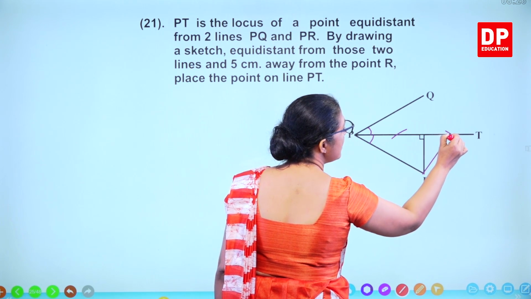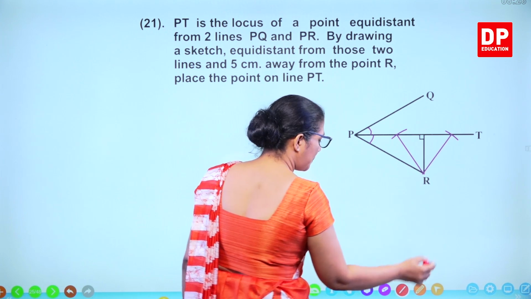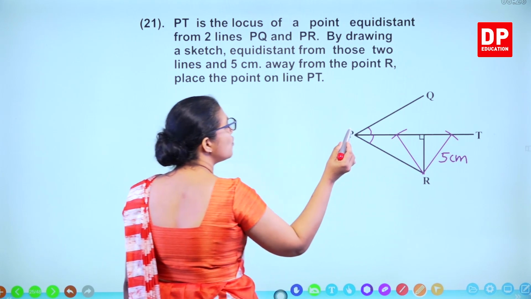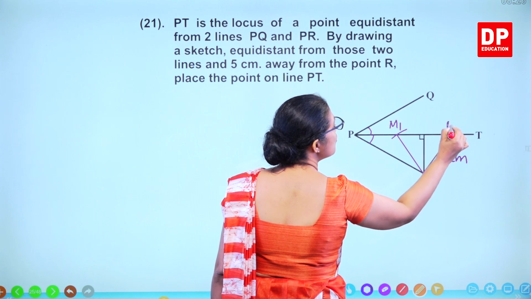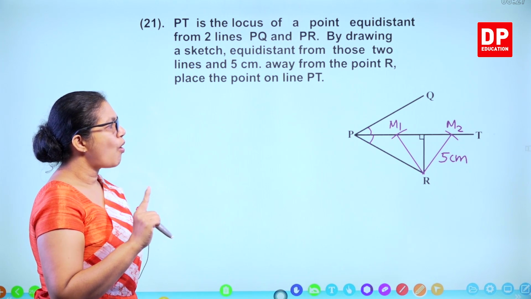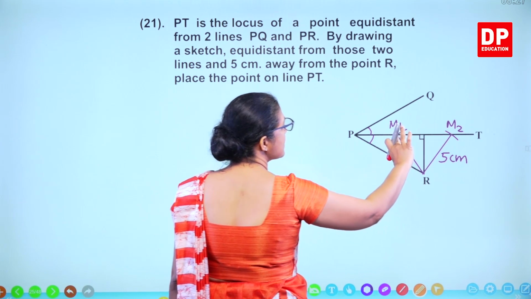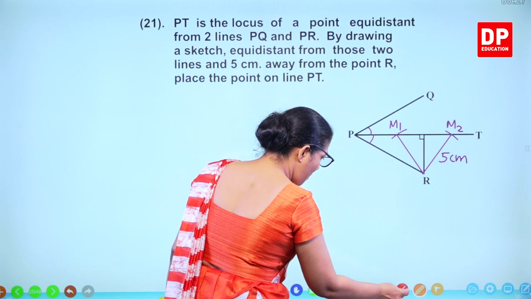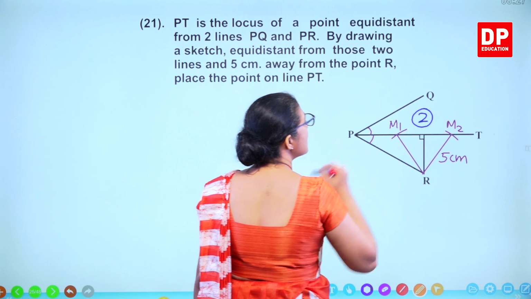We know this length is 5 centimeters. So this is also 5 centimeters here. So what are the 2 points here? We'll take any letters, M1, M2. So you can get 2 places, either M1 or M2 on the line PT with 5 centimeter distance. So you get 2 marks for drawing the arcs and marking the correct places. So 2 marks for this diagram.